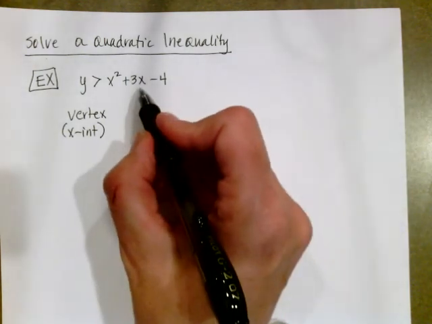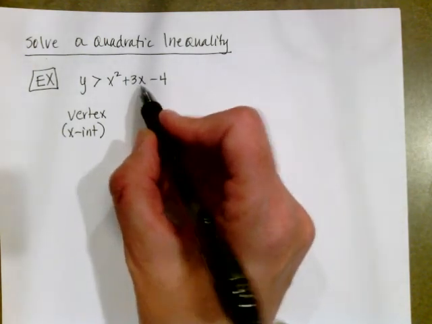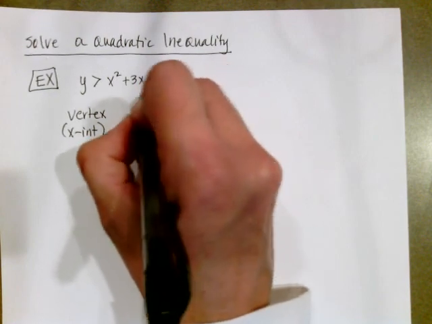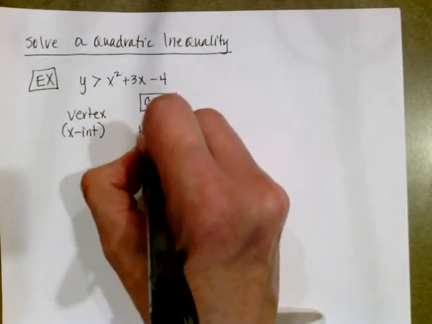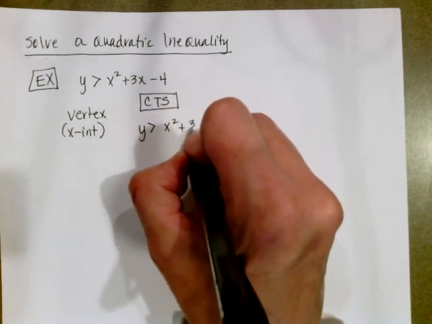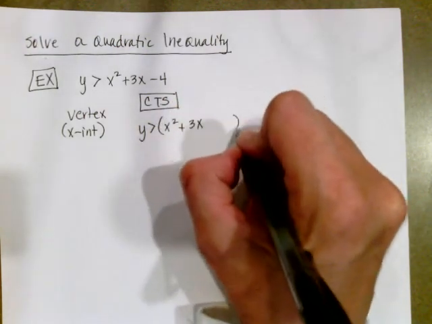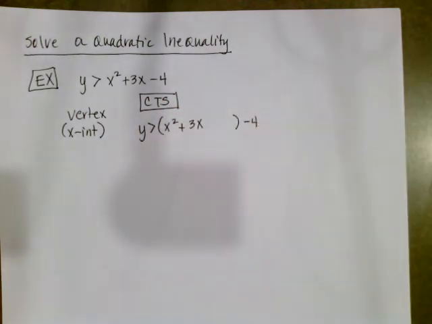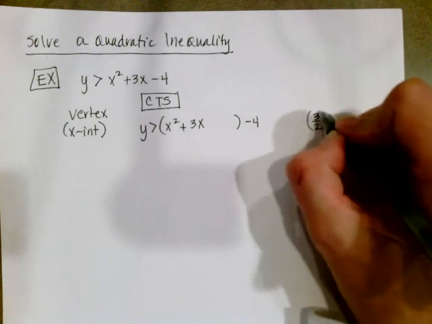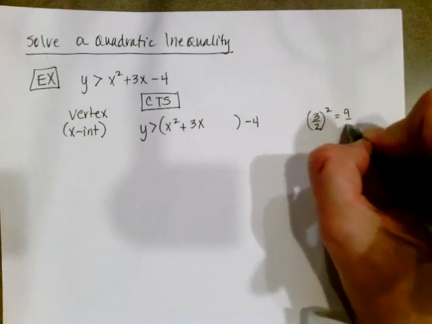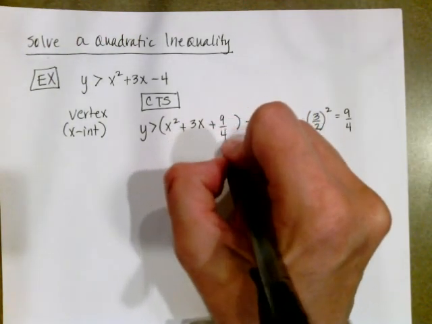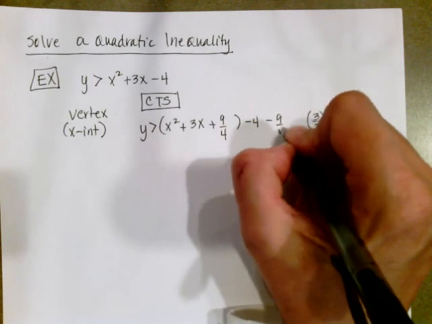So the first thing that I'm going to do is put this into vertex form. And I'm going to do it by completing the square, because again, that's my favorite method. So I'm going to do y is greater than x squared plus 3x. I'm going to leave some space, and I'm going to push the 4 over. Then I'm going to do half of 3 and square it to get 9/4. Okay? And then I'm going to add that here, and I'm going to subtract it here.